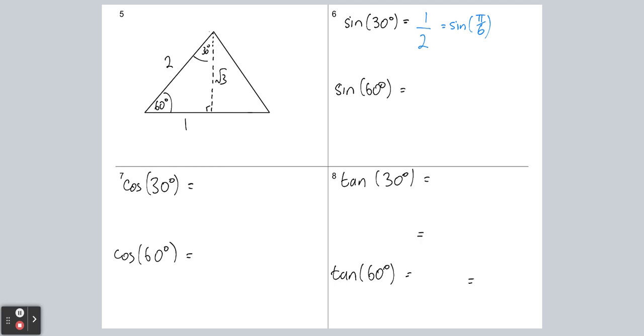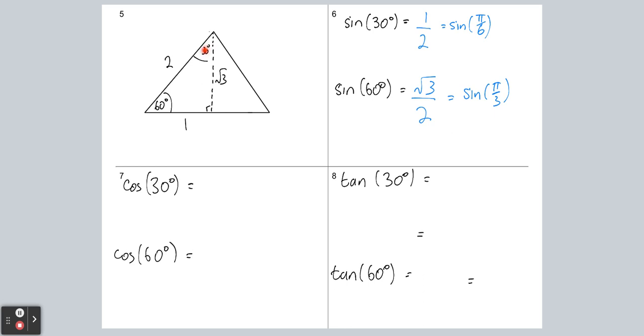The sine of 60 is going to be starting here. So the opposite is now root 3, and the hypotenuse remains as 2. So we've got opposite root 3 over hypotenuse 2. And that, of course, is the sine of pi on 3.